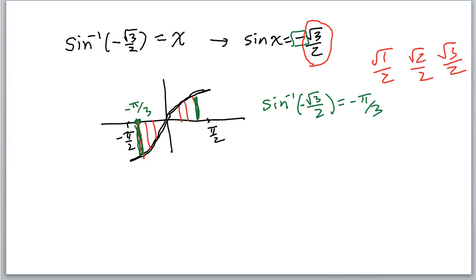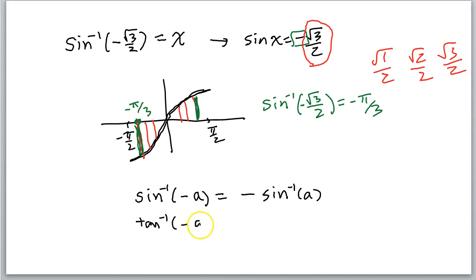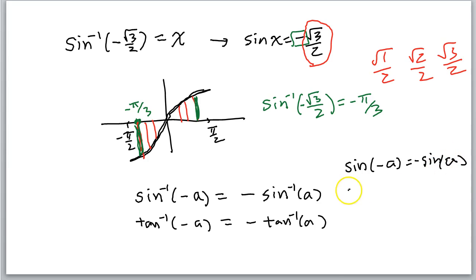Now, what could be really helpful is the following fact: sine inverse of negative of some value a is the same as negative of sine inverse of a. That's also true for tangent inverse of negative of a, because it also gives you negative of tangent inverse of a. These two formulas hold because their original functions also have the same property. Sine of negative a is equal to negative sine a, and also tangent of negative a is negative tangent of a.